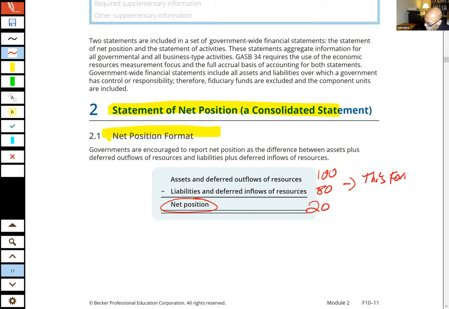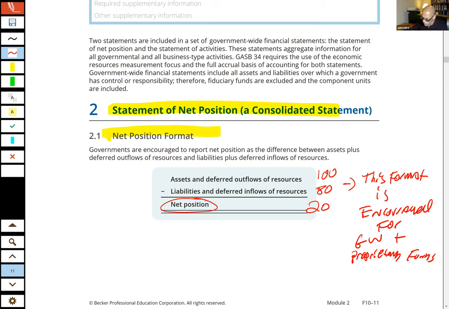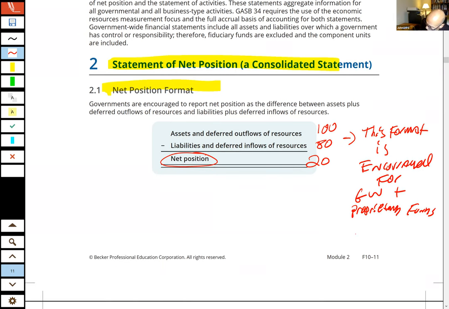Now, note that this format is encouraged for government-wide and proprietary funds. That format is required for fiduciary funds, and it's not allowed for the governmental funds. Governmental funds have to use the gross-up approach, right?